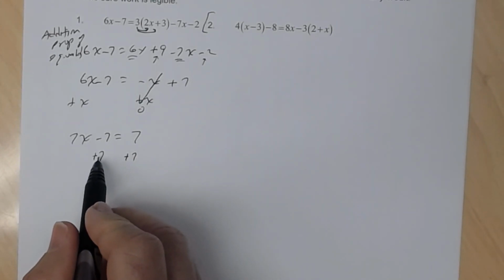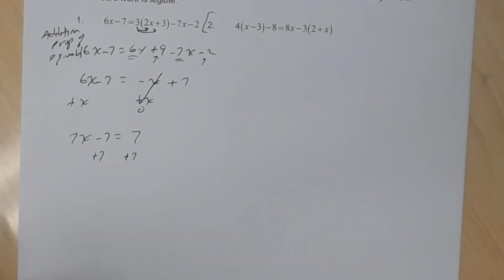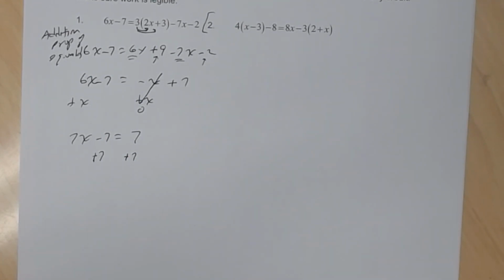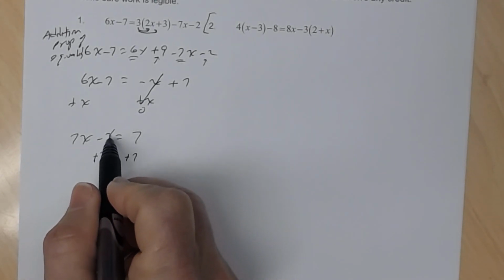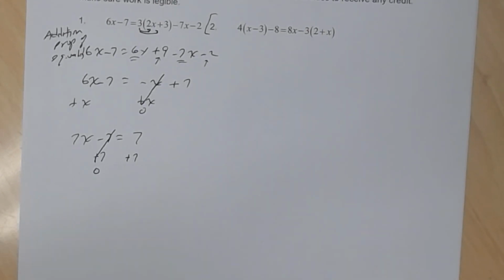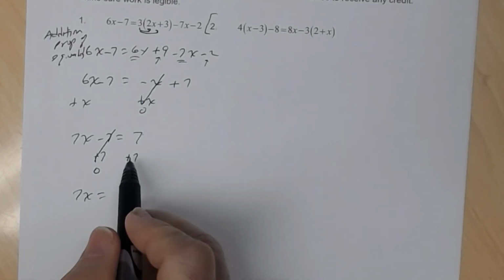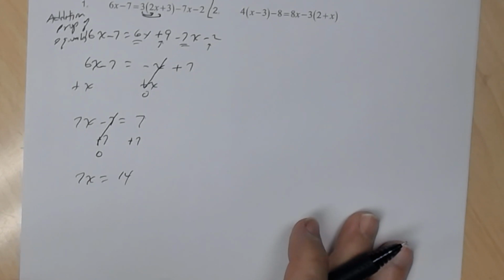But notice what I just did. Again, I'm using the addition property of equality. I added 7 to the left, I've got to add 7 to the right. You have to show that. And then when I combine like terms, a negative 7 and a positive 7 is 0. And so 7x and 0 is 7x equal 7 plus 7 is 14.